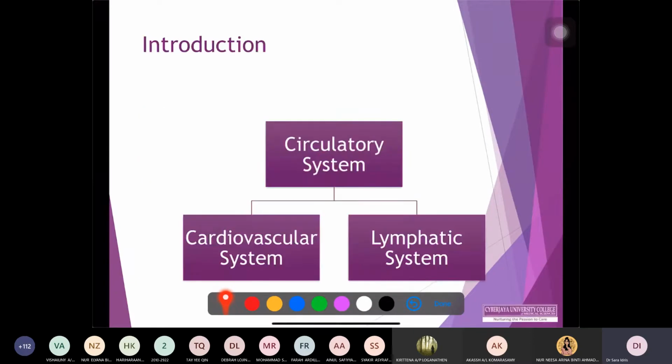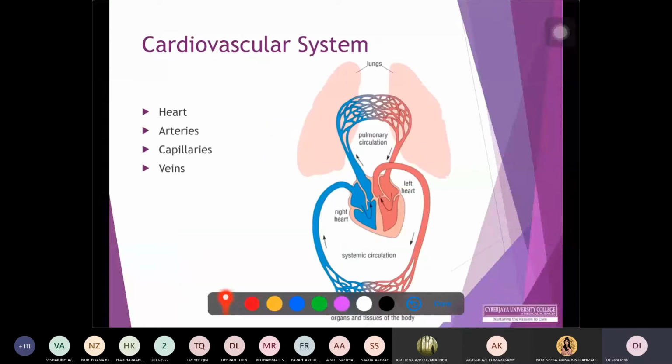So the circulatory system can be divided into two. You can have the cardiovascular system, which everyone knows of. Everyone is quite well versed about the cardiovascular system, and we even have a specific course in the whole of the MBBS curriculum about the cardiovascular system. But you also have the lymphatic system, which is less glamorous, but actually equally as important.